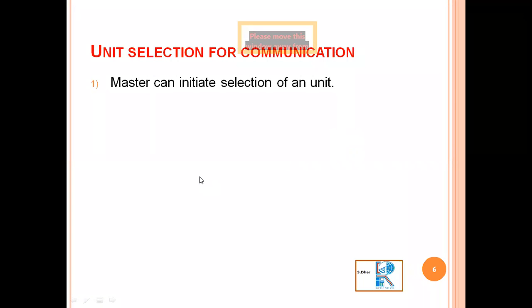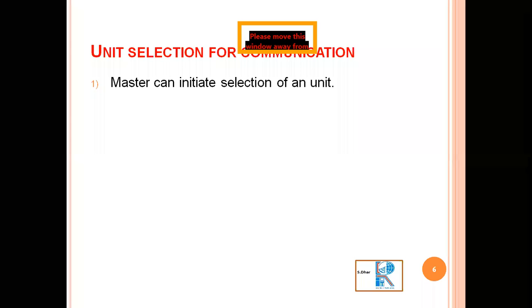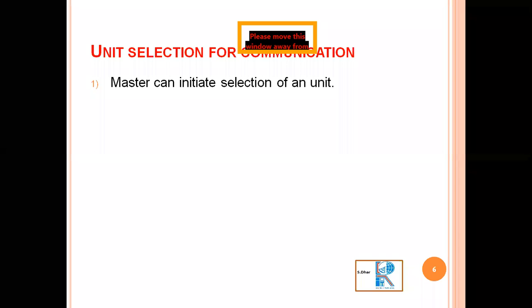So you know that I have already told there is a master-slave relation in transmitting data from one device to another. Master can initiate selection of a unit. That means, suppose CPU is a master, CPU can select that this IO device requires data, so it puts the particular address, last day I have told, and the data count. So CPU is here in this case the master.